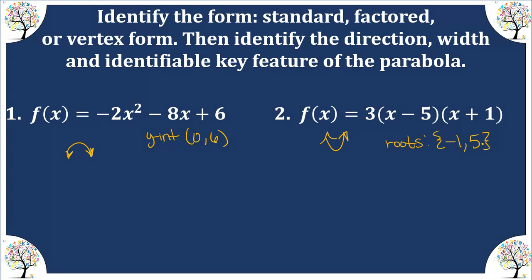Now let's go back and talk about the width. So when you're looking at the a value and you're just looking at the absolute value of it, the negative told us it turned down. The 2 is going to tell us that it is a stretch, it becomes more narrow. So this parabola turns down and is a stretch. Number 2, our parabola turns up, and again, our a value is more than 1, so we have a more narrow parabola, and we call it a vertical stretch, just like with our exponential transformations.